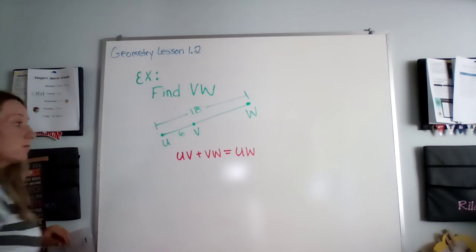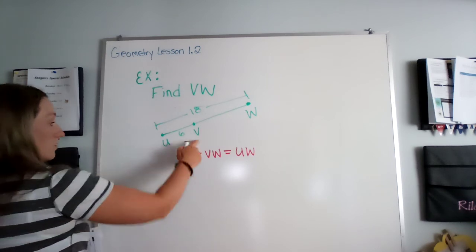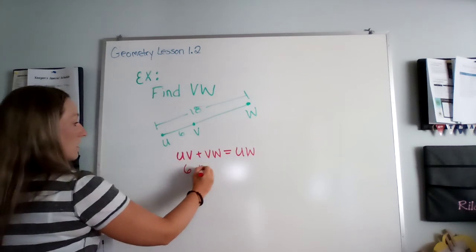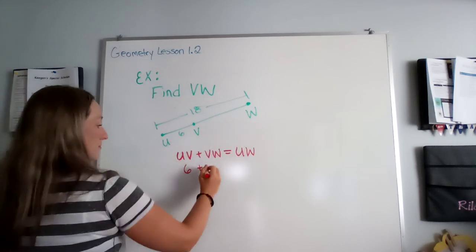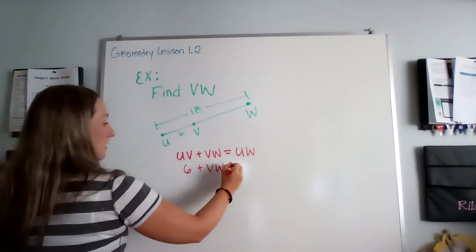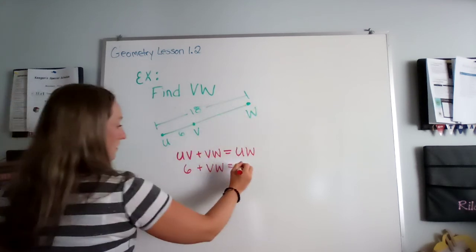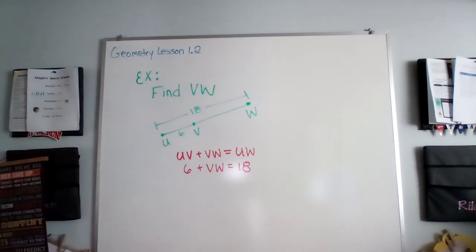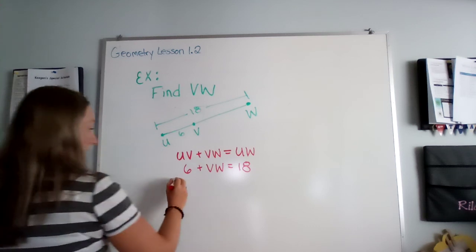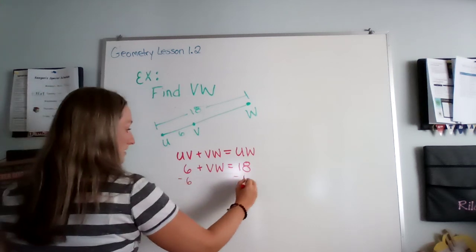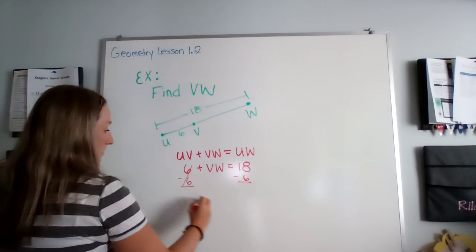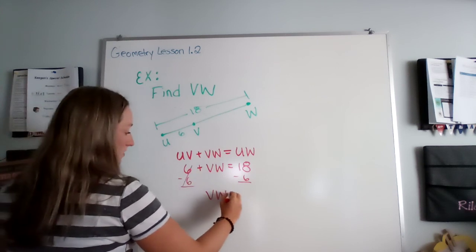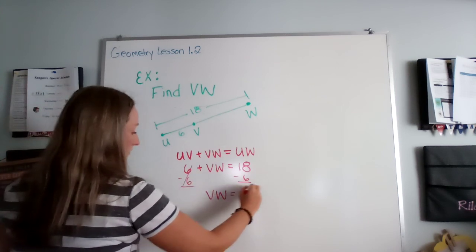Okay. Filling in what you know. I know that UV is 6 units long. I don't know VW. That's what I'm trying to solve for. And the whole segment is given as 18. So now it just becomes a simple algebra problem where you subtract 6 from both sides to get VW by itself. And when you do that, you have that VW is equal to 12.